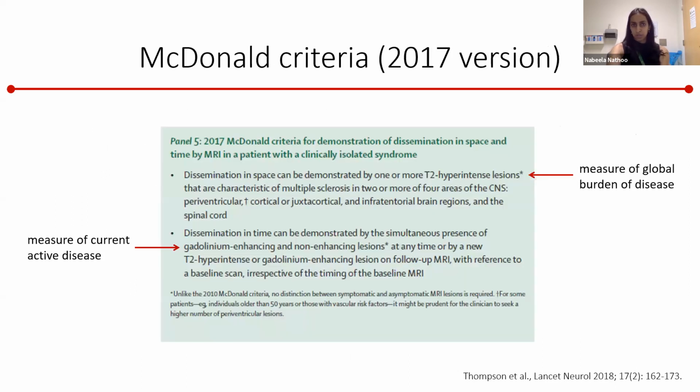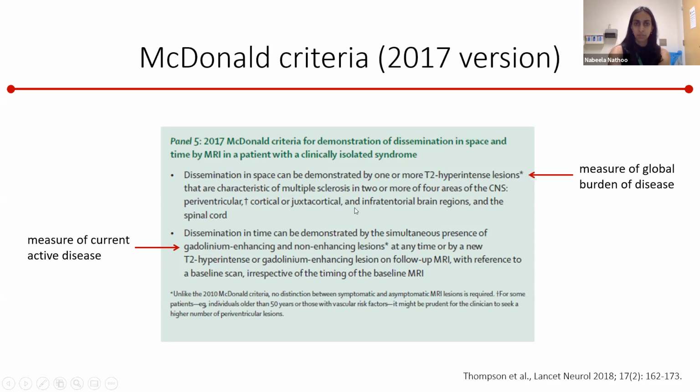So the McDonald criteria, which I believe will have been raised in a previous talk, but just to discuss where MRI falls into this. In order to get a diagnosis of multiple sclerosis, you need to have had a clinical event that sounds in keeping with MS, something like optic neuritis or transverse myelitis. And then you need to meet the criteria of dissemination in space.